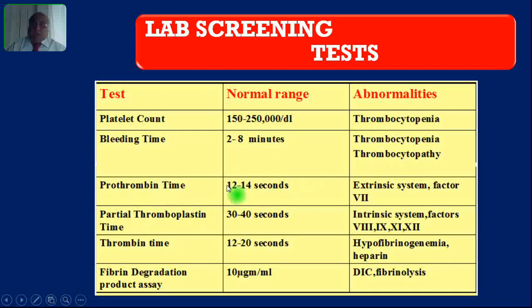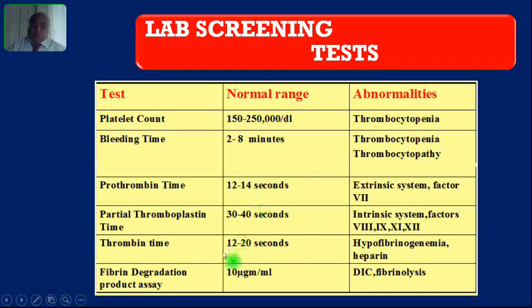Prothrombin time, the normal is 12 to 14 seconds. We will be assessing the extrinsic system that comprises the factor 7. Partial thromboplastin time, normal is 30 to 40 seconds. Here we will be assessing the intrinsic system and the factors 8, 9, 11 and 12.